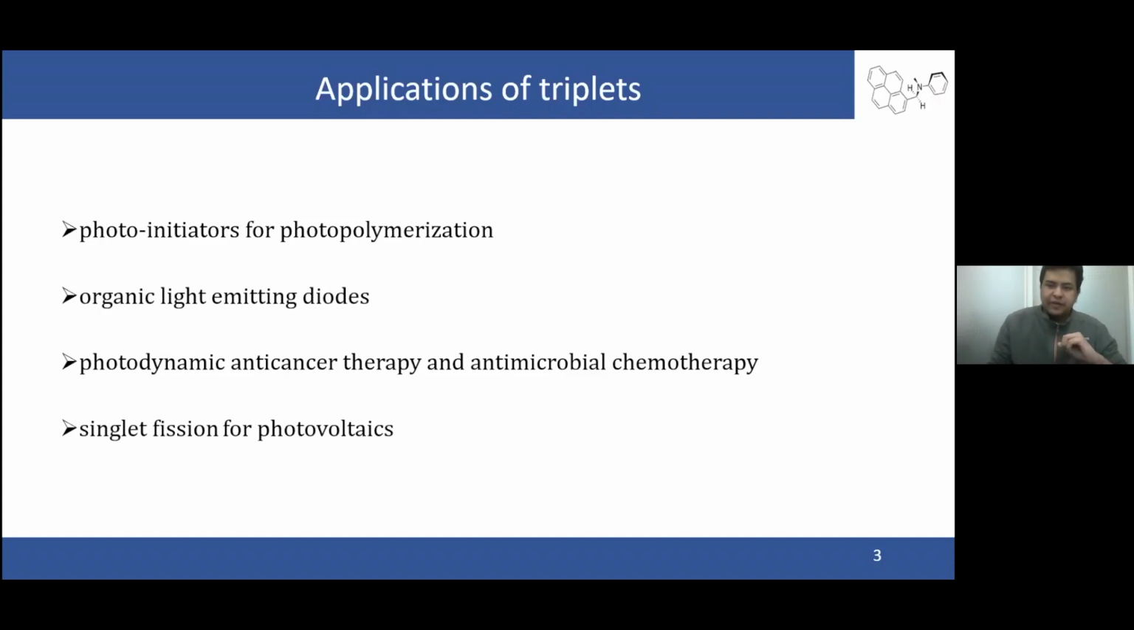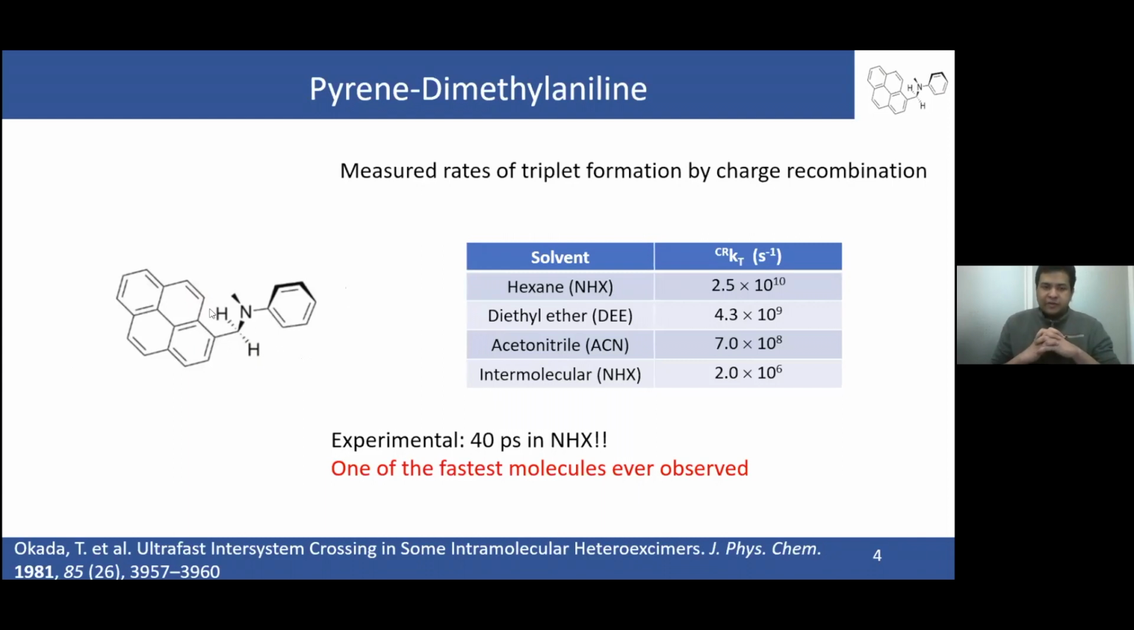They can also be applied in singlet fission for photovoltaic applications to surpass the Shockley-Queisser limit, which is the maximum theoretical solar cell efficiency. The molecular electron donor-acceptor system which I studied during my internship was pyrene-dimethylaniline. The reason I studied this molecule is that there's a lot known about this relatively simple molecule.